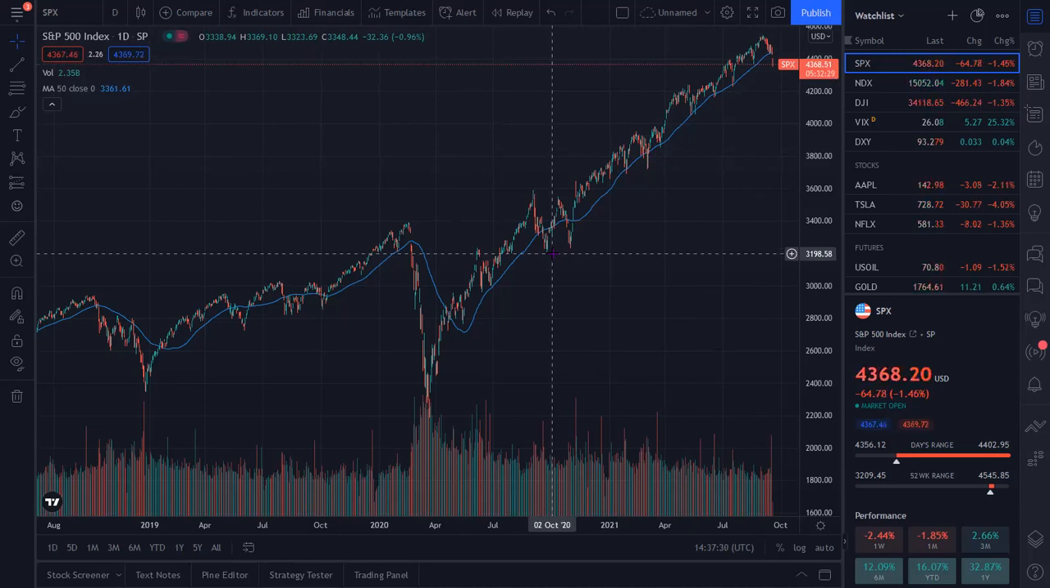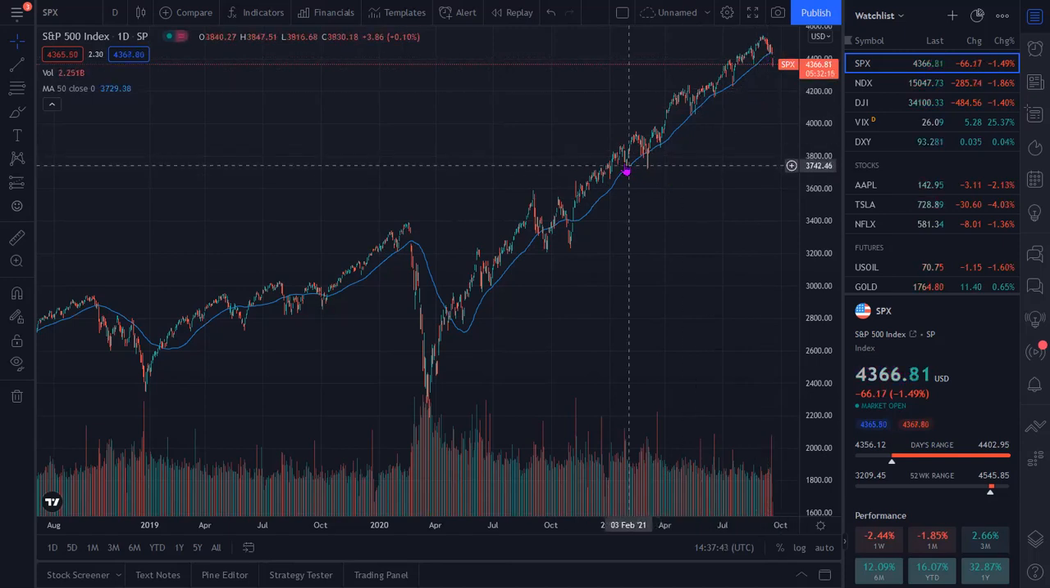Another way it can be used is as a line of support or resistance. So right here, say from January onwards, you can see that the 50-day moving average acts as a line of support for the S&P 500. And almost every time it hits that 50-day moving average, it recovers and continues its upward trend.